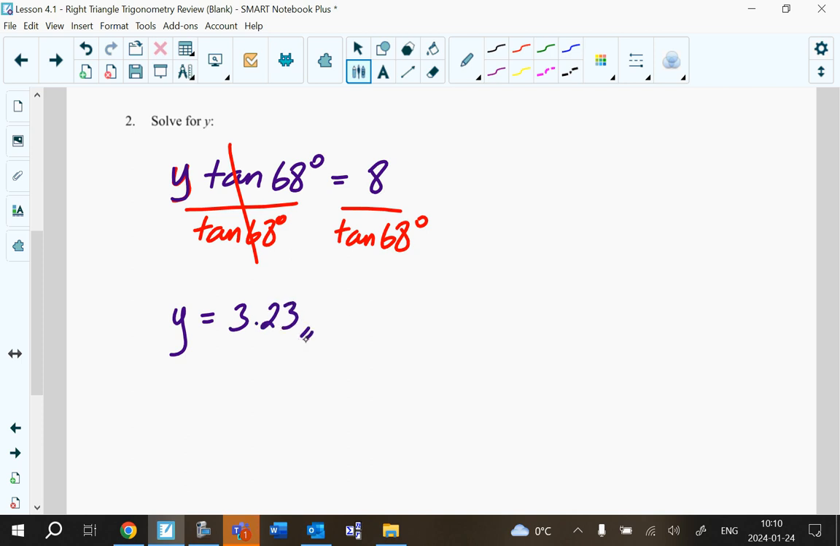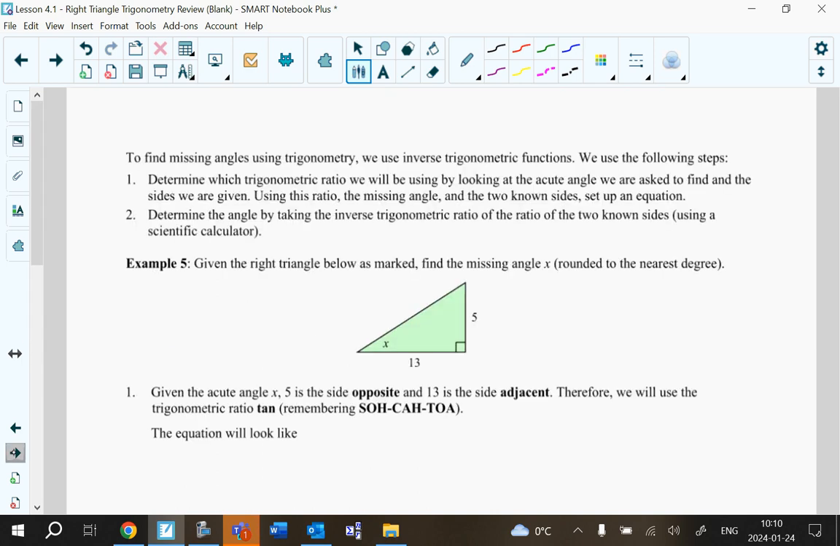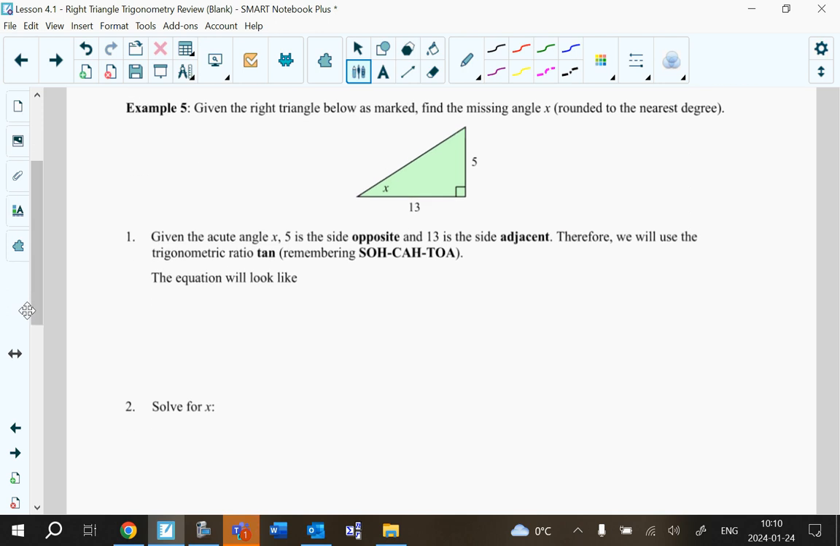So when the unknown side was up top, we multiplied. When the unknown side was on the bottom, we divided. The third situation is when the angle's unknown. Like this. So dealing with this angle, because this is what I'm trying to find, opposite over adjacent means tan.